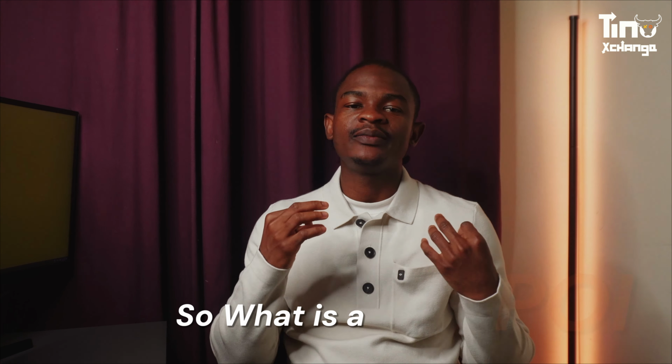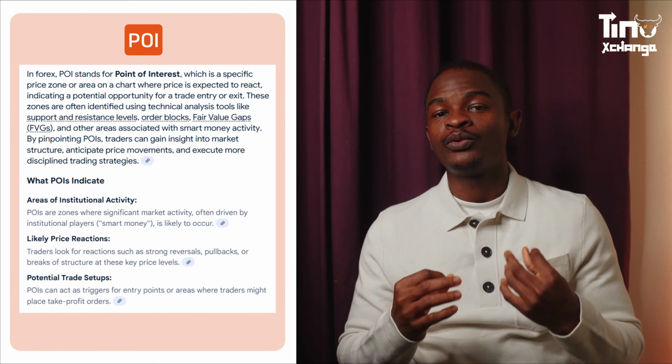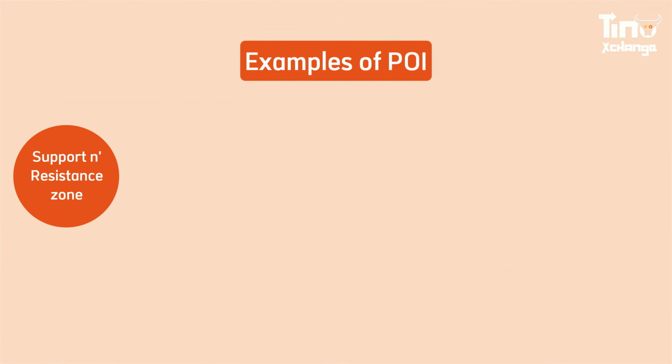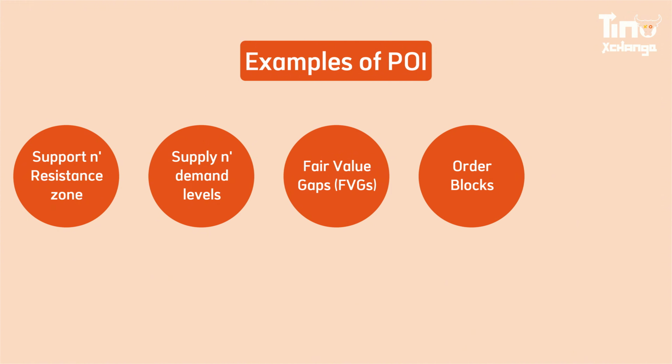So what is a POI? A POI stands for point of interest, and it is a significant area on your chart where we anticipate a reaction. These are not random. They are formed based on previous price action, institutional behavior, or market inefficiencies. Examples of POIs include support and resistance zones, supply and demand levels, fair value gaps, order blocks, and breaker blocks.